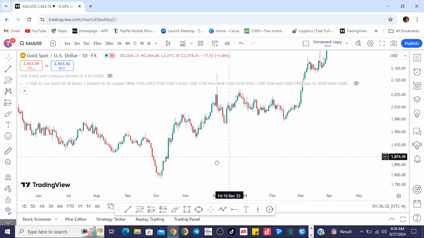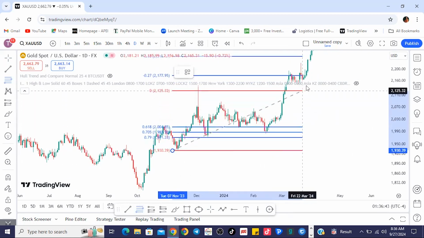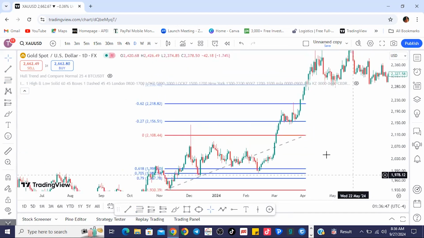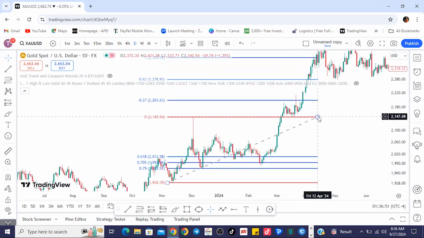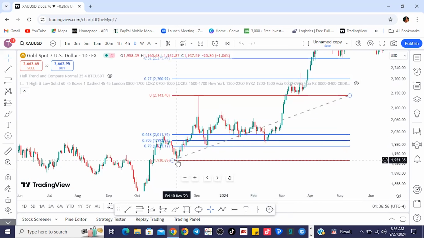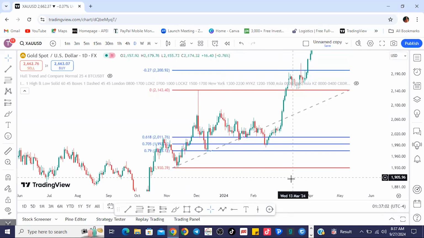So what you want to do is look at a swing low. Because it's an uptrend, you want to mark from a swing low to a swing high, all right? So this is our swing high. That is where we have our swing high. So we have the swing low here and the swing high around this particular point, and that is now the Fibonacci.